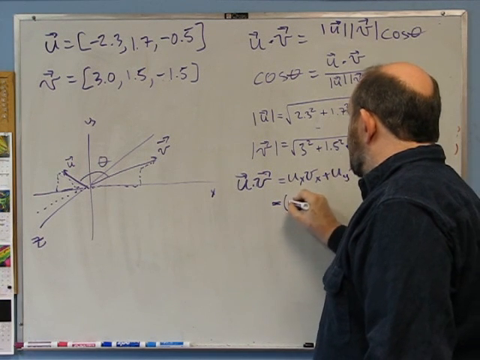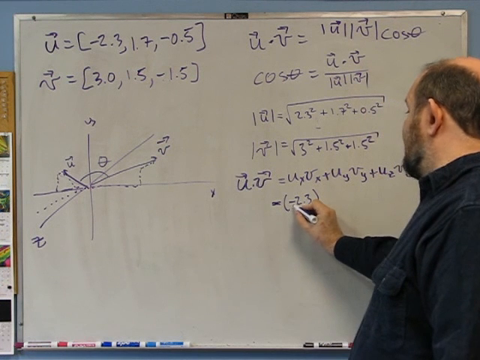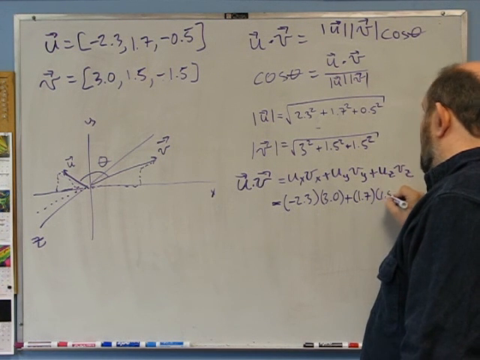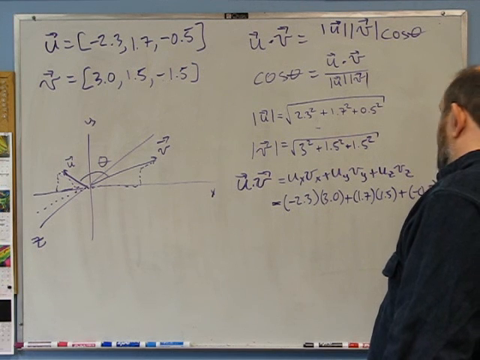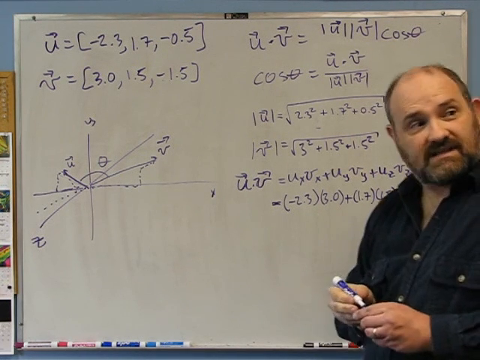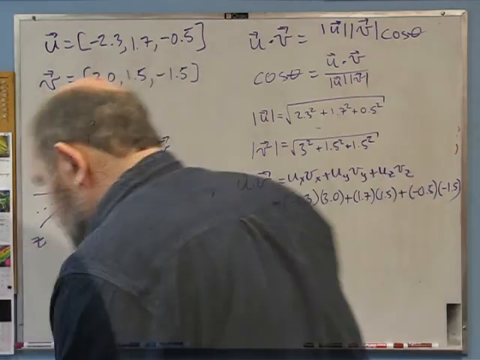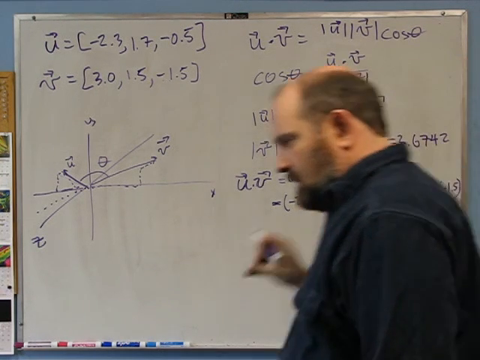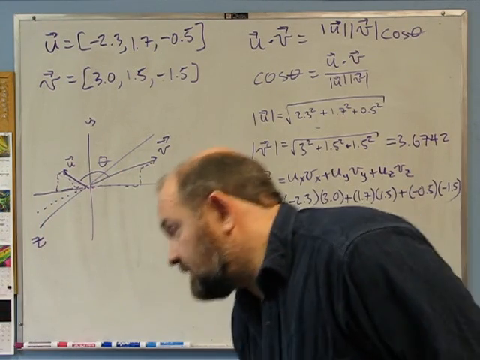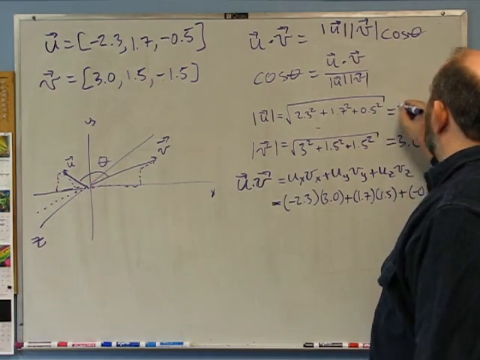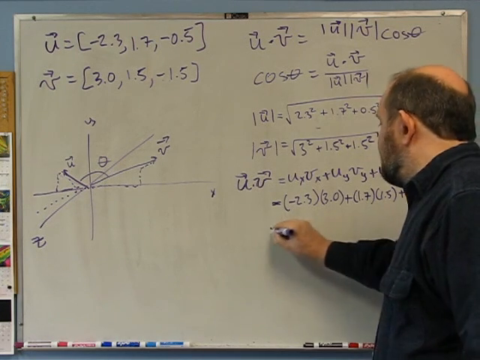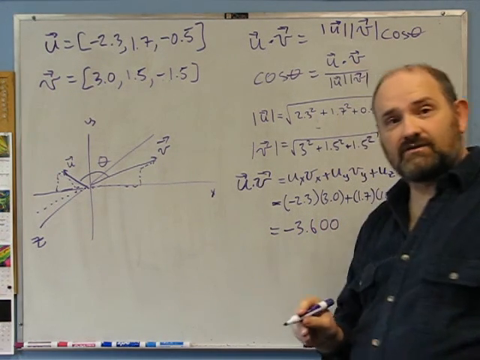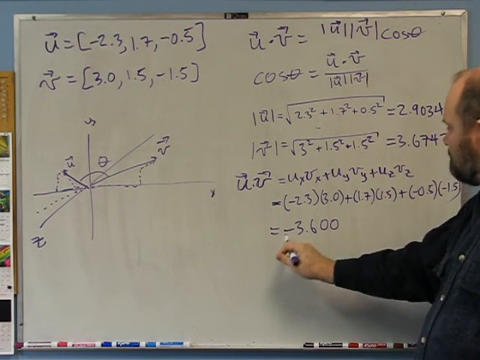So I can put in these numbers, and that's going to be minus 2.3, and here I do have to keep track of the negative, I'm not squaring a number so it won't go away, times 3.0, plus 1.7 times 1.5, plus minus 0.5 times minus 1.5. So I have these three things to calculate. The magnitude of V vector, just like before, is 3.6742. The magnitude of U vector is 2.9034. And then U dot V works out to be minus 3.6. It's actually perfect, but I'll put in a couple zeros to indicate I am keeping extra digits. And as I predicted, it was negative.